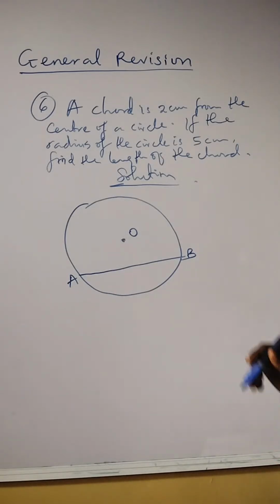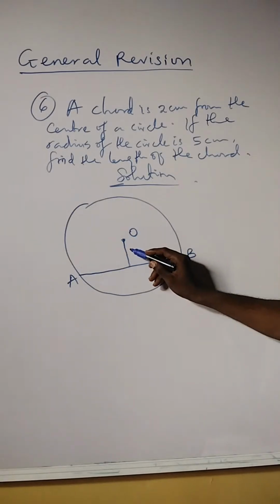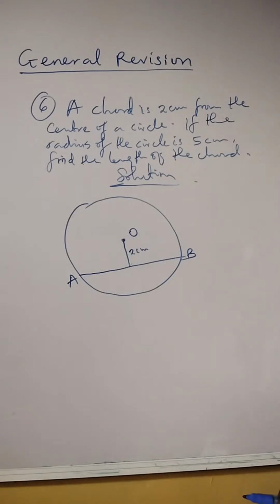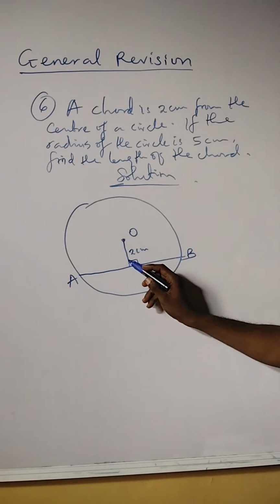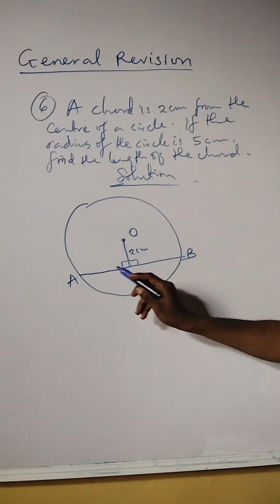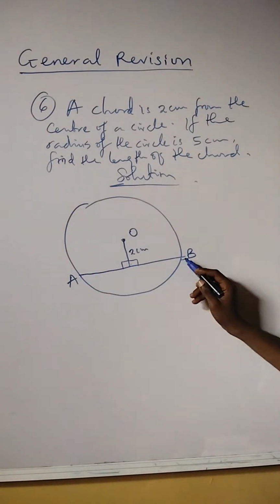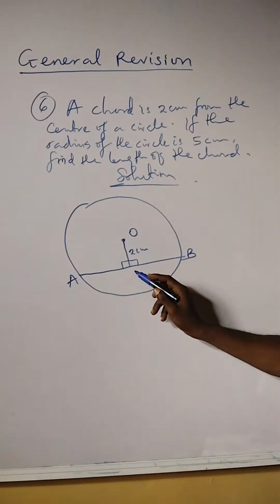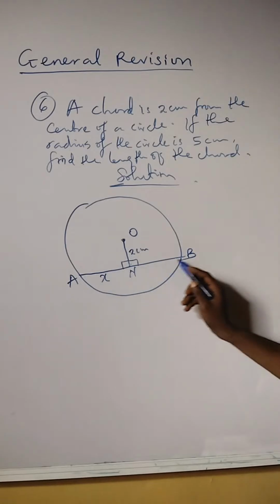And they said this chord is 2 centimeters from the center. So from the center here, we draw a line. So this chord's distance from the center is 2 centimeters. All right. Now, there's a circle theorem that says this line will be perpendicular to this chord. Perpendicular means it meets at an angle of 90 degrees. So this line coming from the center meets this chord at a right angle. And also it will bisect this chord. Bisect means to divide into equal halves. So I can label this point as N. So AN is x, BN is also x.